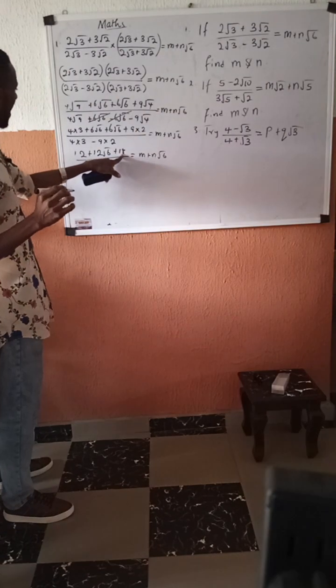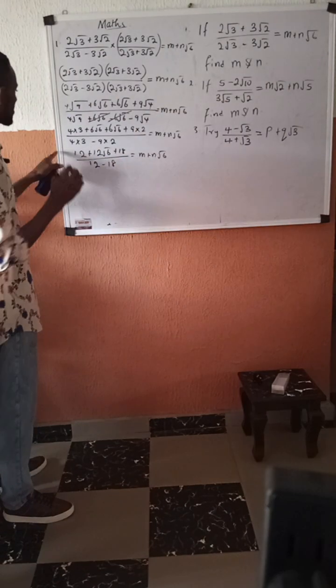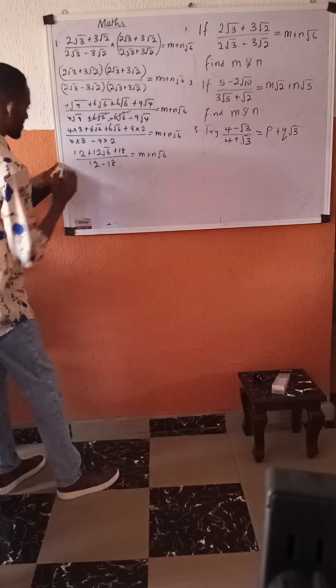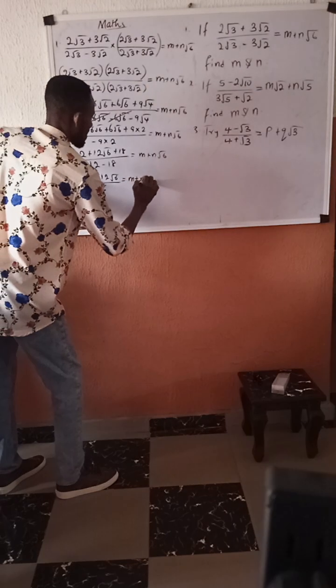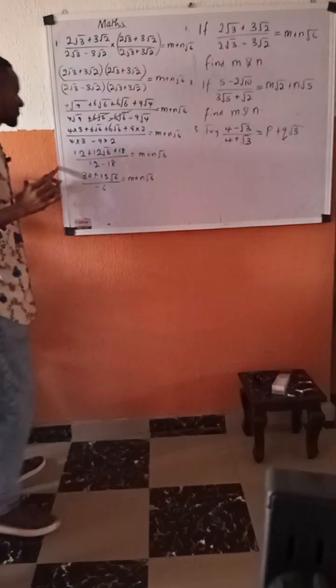The like terms should be added together. 12 plus 18 is what? 30. So I have 30 plus 12 root 6 all over. 12 minus 18 is minus 6. The total equals m plus n root 6.